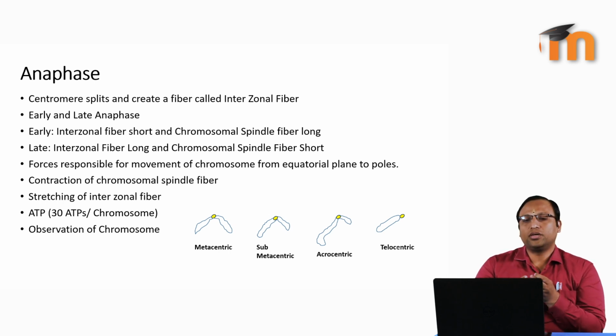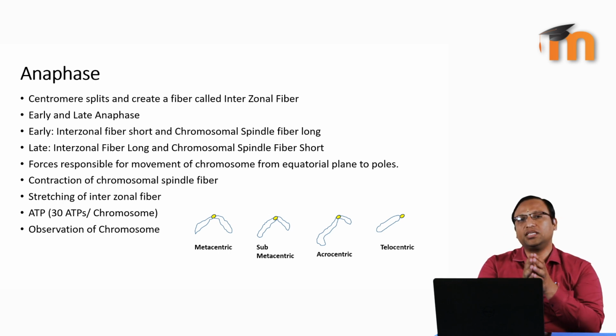So the centromere splits, and it creates a fiber called the interzonal fiber. There are two phases happening in this: one is early anaphase and the other is late anaphase. In early anaphase, as I said, the interzonal fibers are shorter, and the chromosomal spindle fibers are longer.